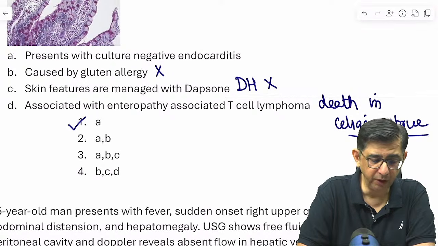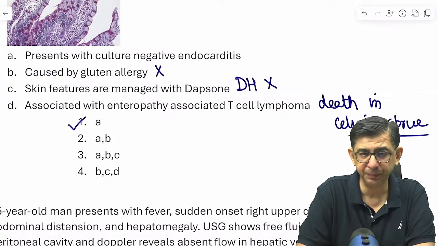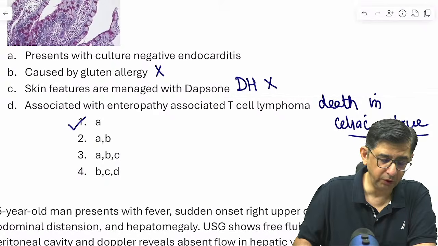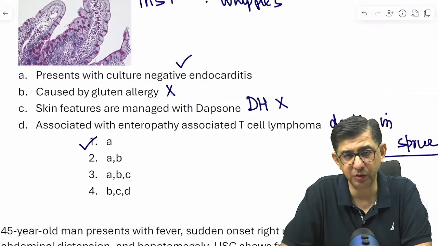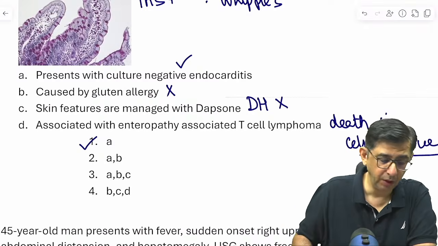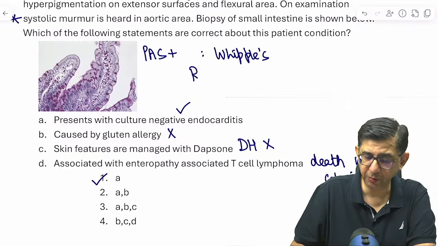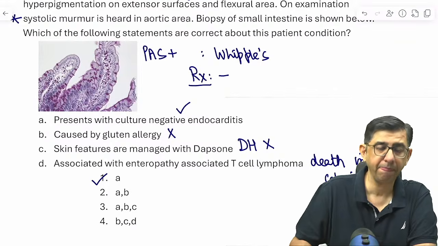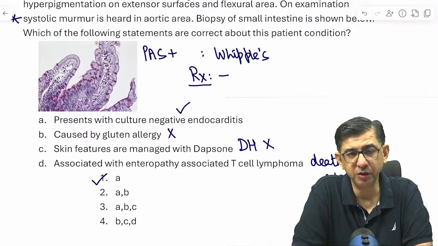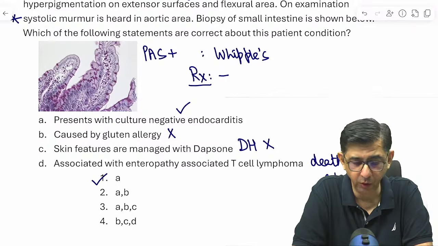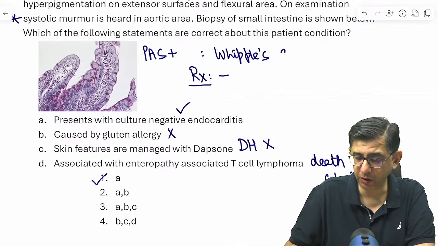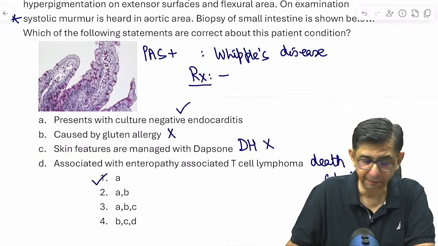So options B, C, and D are all related to celiac sprue only. There's only one thing that makes sense, which is culture negative endocarditis, which is why the answer to this question is option number 1. You guys can quickly comment on the treatment for Whipple's disease also. Just waiting for your answers. There are 2 antibiotics that would be given, one intravenous and one oral. Can you just type them as well?